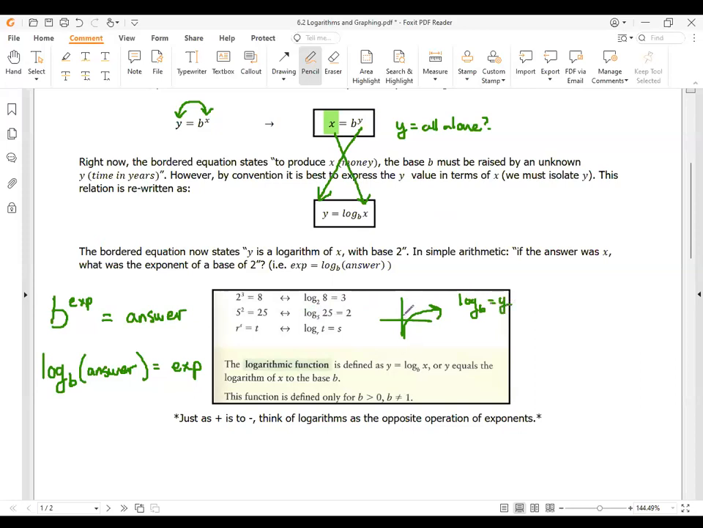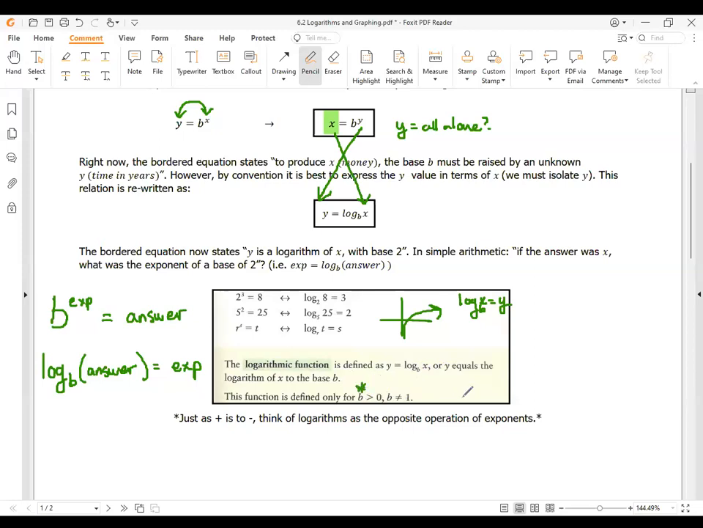All right, the y value is log of some base with the x going in. So the textbook definition is the logarithmic function is defined as y is equal to log of x using some base, or y equals the logarithm of x to the base b. And of course, the base can't be 1, and the base has to be positive. Put a little star next to that.